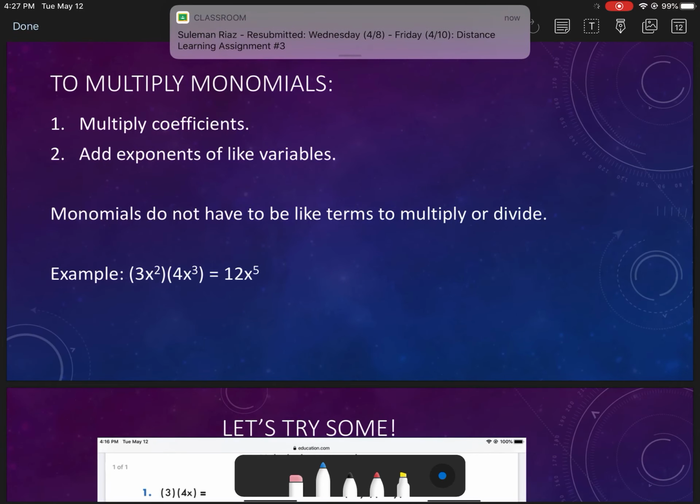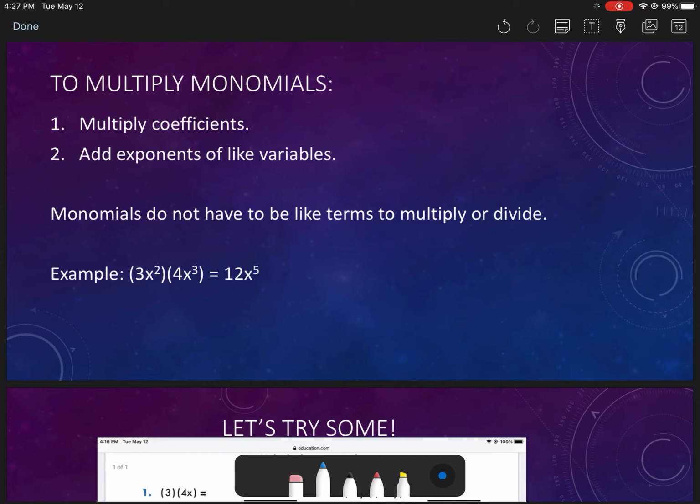To multiply monomials, we got some nice simple rules. 2 steps. Multiply the coefficients. Add exponents of like variables. That's all you have to do. Monomials do not have to be like terms to multiply or divide. So, we only need them to be like terms when we're adding or subtracting. It's not the case when we want to multiply or divide.